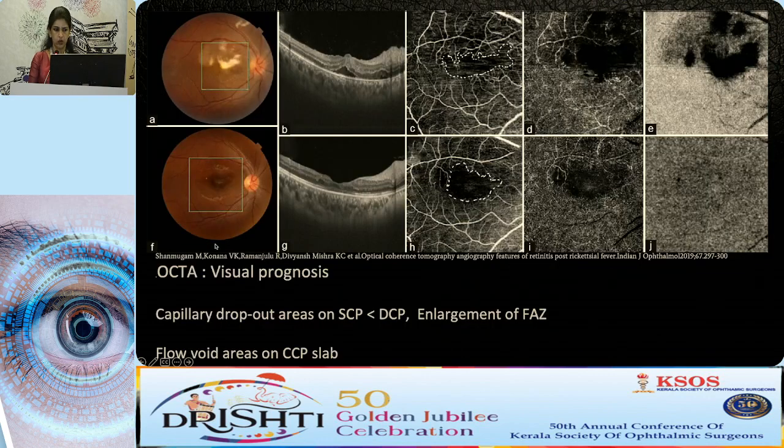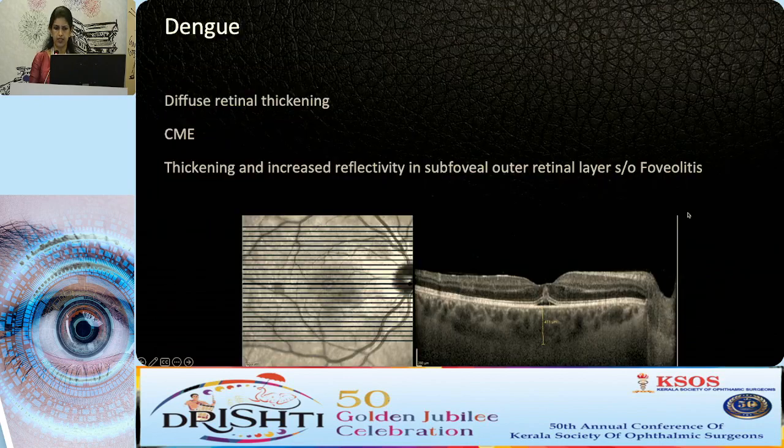So OCT angiography in retinitis is helpful for visual prognosis because there will be capillary dropout areas on the superficial capillary plexus and the deep plexus. Enlargement of the FAZ, if it is seen, is a definite indicator that the patient's vision is not going to return to normal. And there may be flow void areas or it may even be projection artifacts on the choriocapillary slab, but this usually recovers.